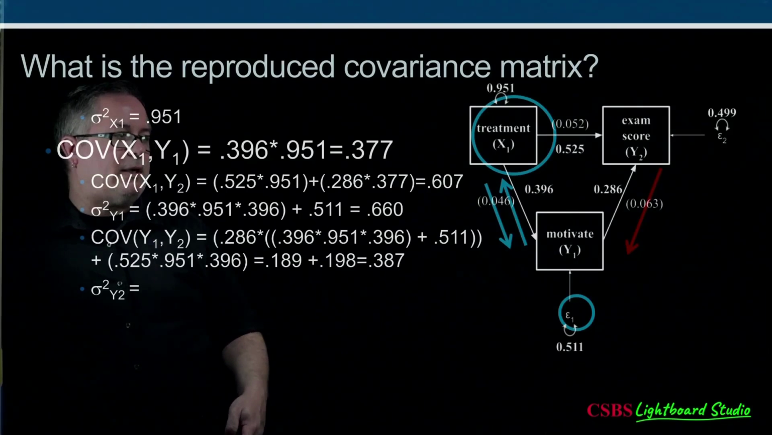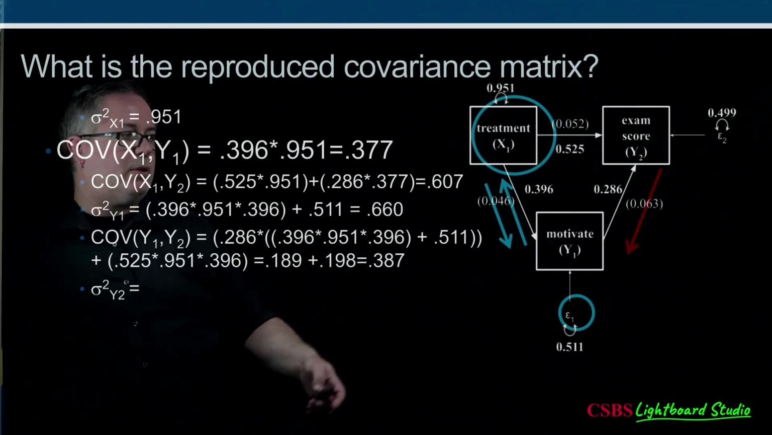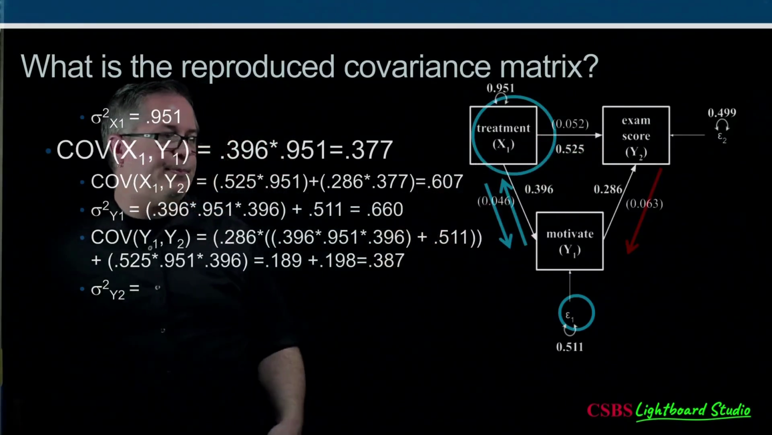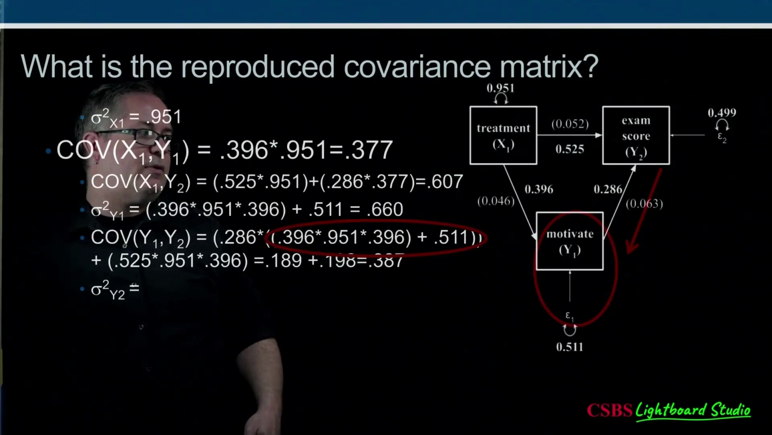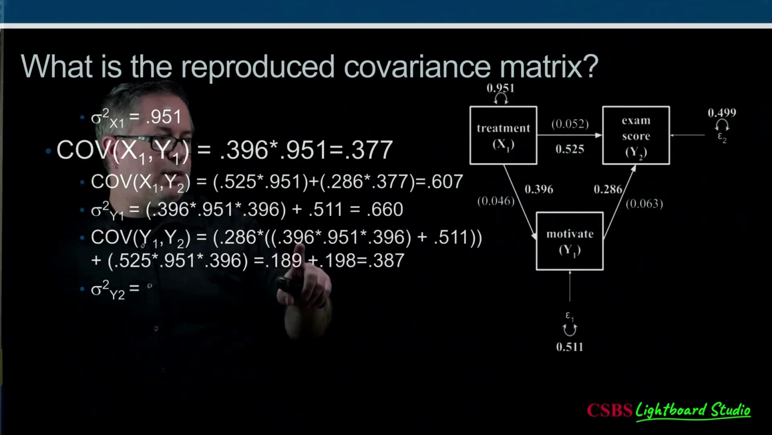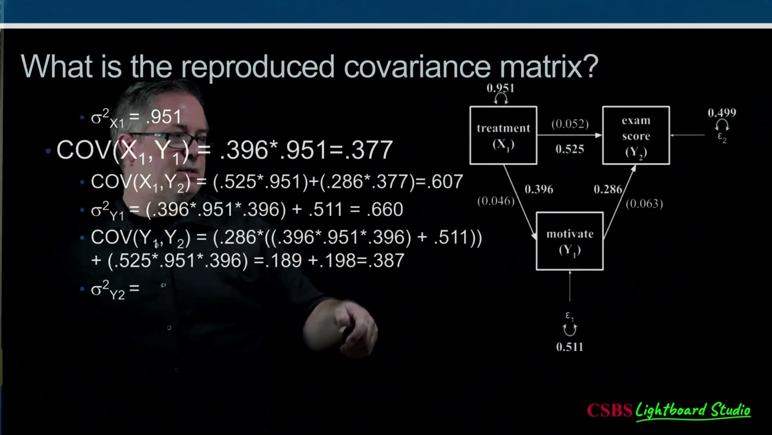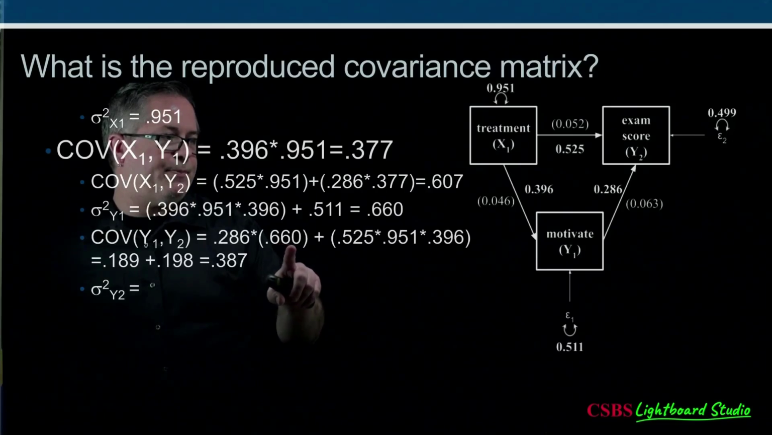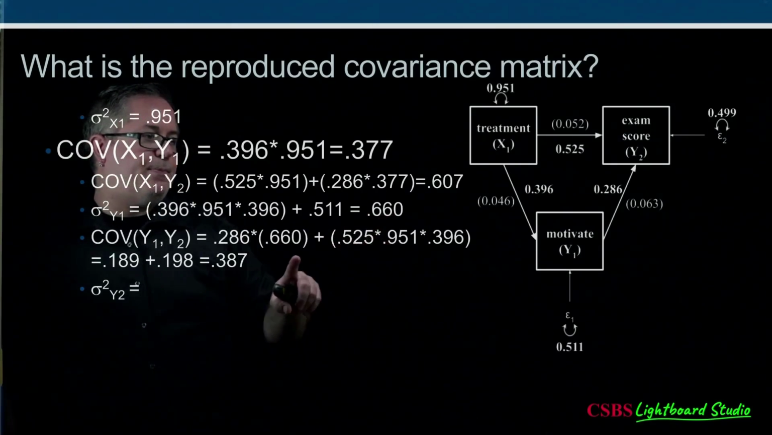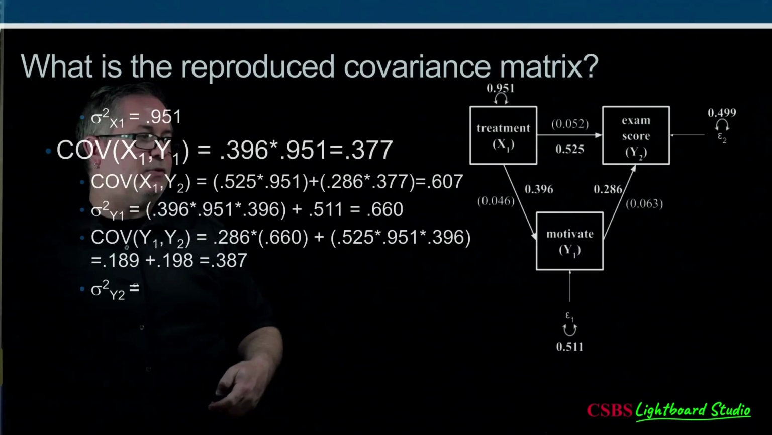So how else are they connected? Well, I can go from y2 this way and connect them. So I can start, I just replaced that. So this whole thing, 0.396, 951, 0.396, replacing that with 0.660, all right? That's what we figured out in the line above. Let's replace that there. Makes it a little easier.